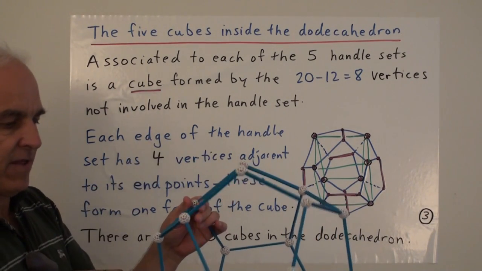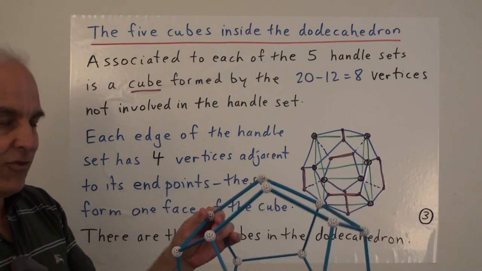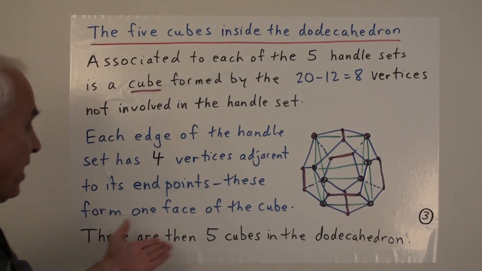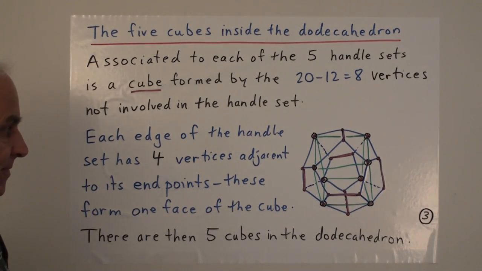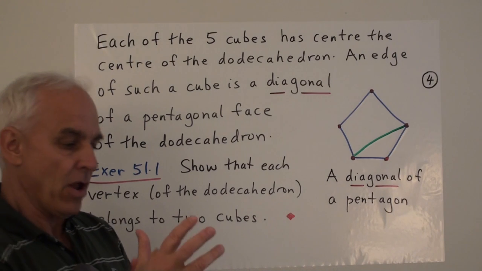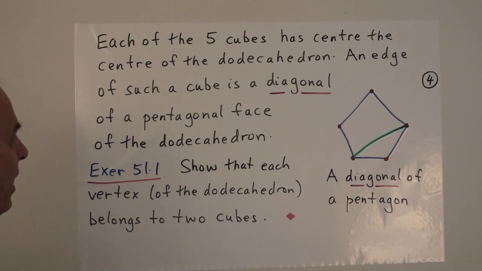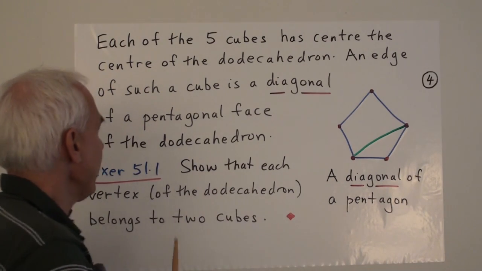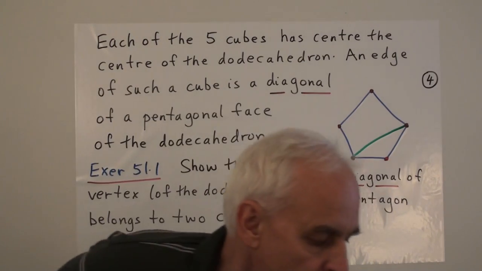We have 6 of these handle sets. They determine these 6 square faces of the cube. And so there are then these 5 cubes in the dodecahedron, 1 for each of the handle sets. So each of the 5 cubes has the center of the dodecahedron. They're all actually completely centered inside the dodecahedron.